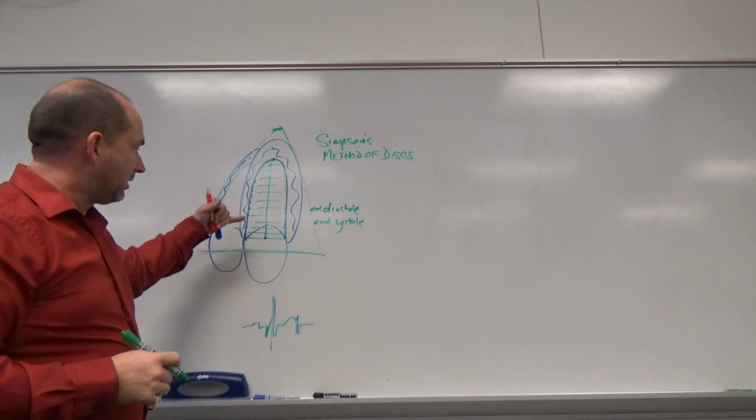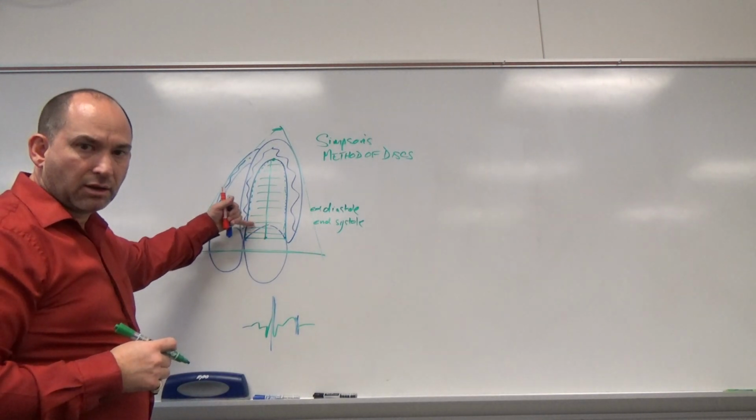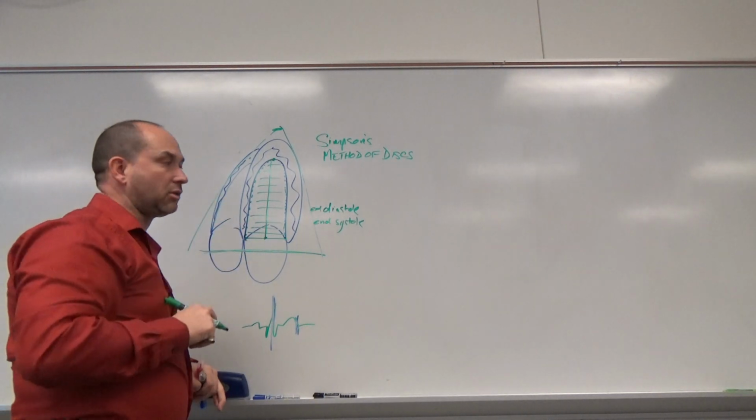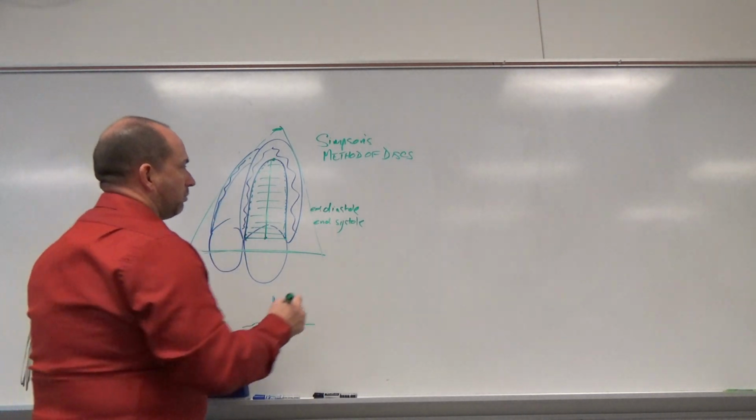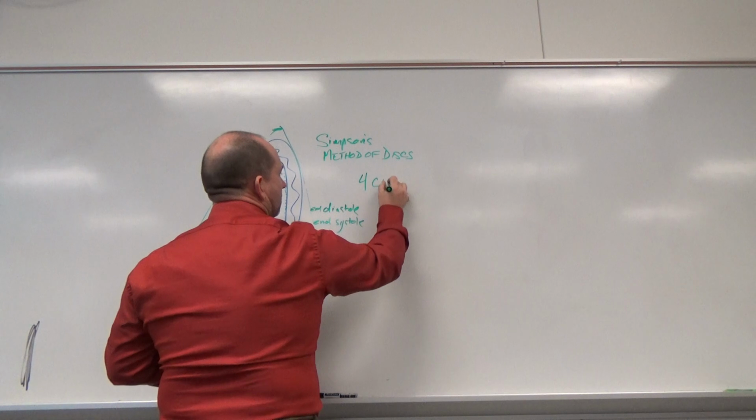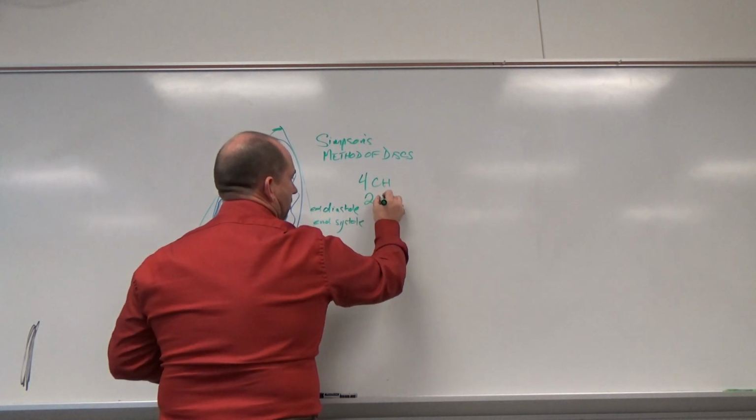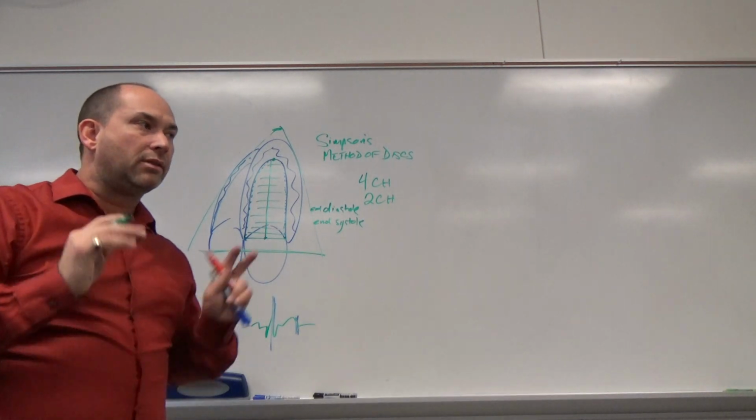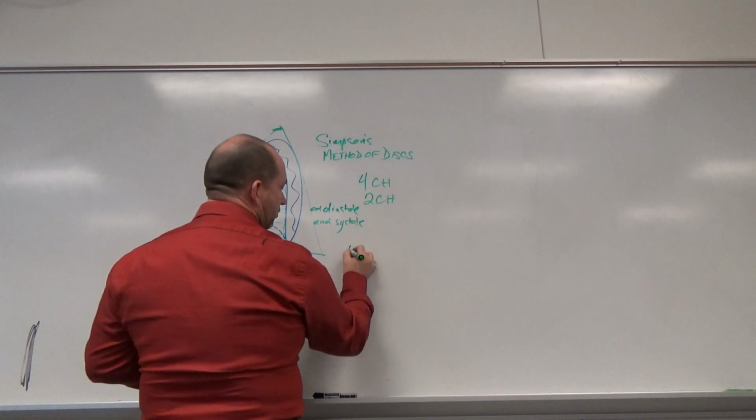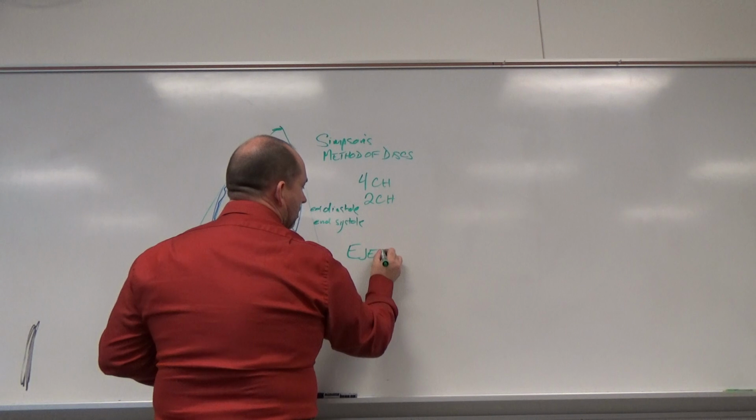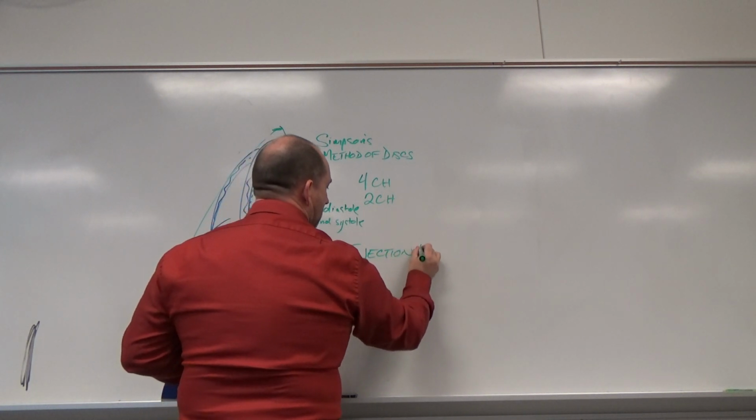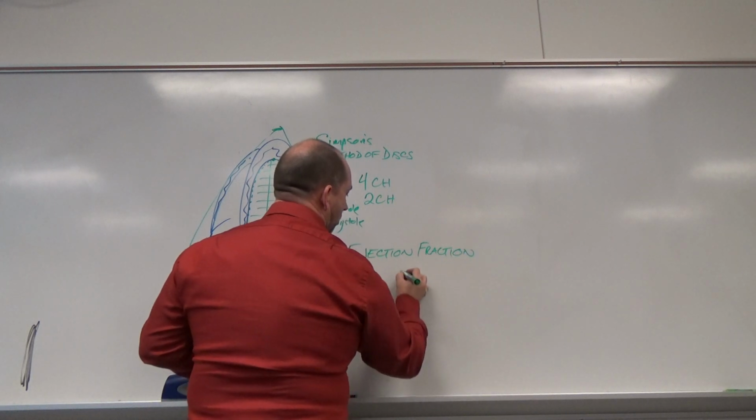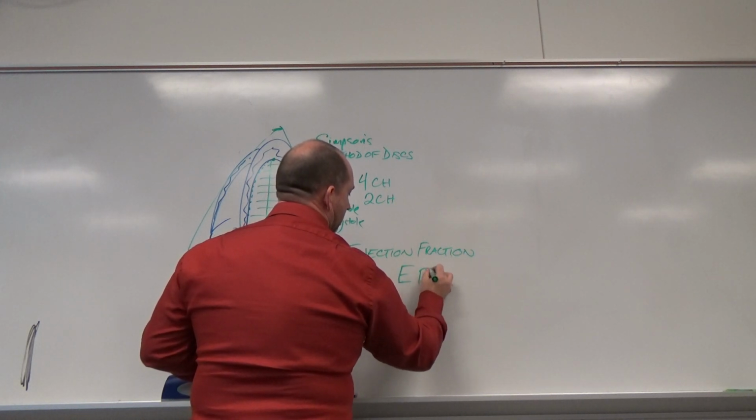Simpson's method of discs, again, is creating mini discs all the way up here and then adding those volumes together from a cylindrical calculation. We do this in both 4-chamber and 2-chamber if you're going to be accurate. A lot of labs do just the 4-chamber. This gives us what's called an ejection fraction, or just EF.